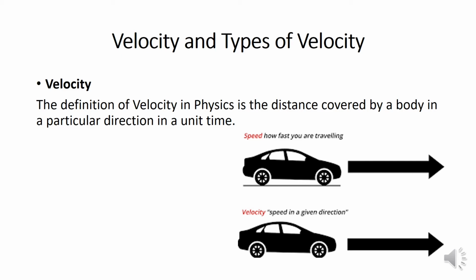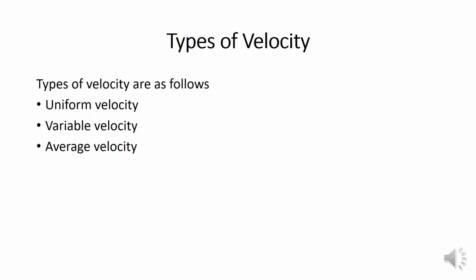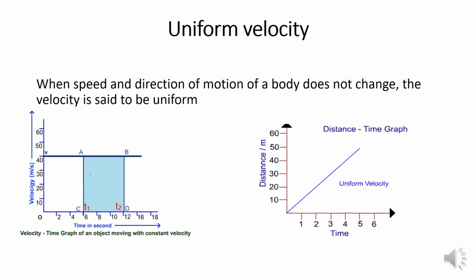So, for example, speed tells you how fast you are moving, and velocity tells you speed in a given direction. Now, there are three types of velocity: uniform velocity, variable velocity, and average velocity. So uniform velocity, as you can see over here, is when the speed and direction of the motion of the body do not change. It's moving constantly, the uniform velocity. You can see over here, when you plot a graph between velocity and time, you can see a straight line which indicates that it's somewhere between 40 and 50 meters per second. Okay, it's moving with a constant velocity.